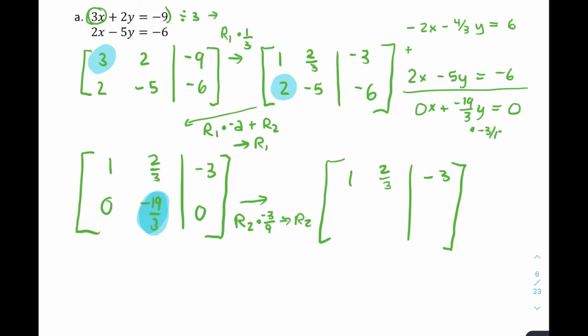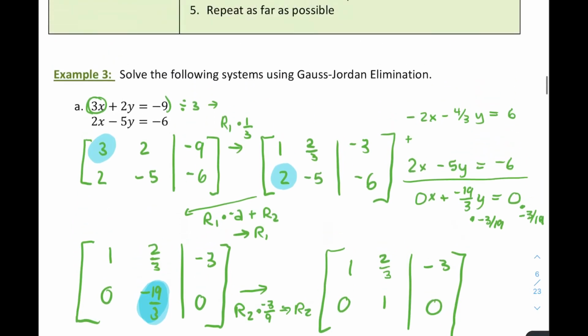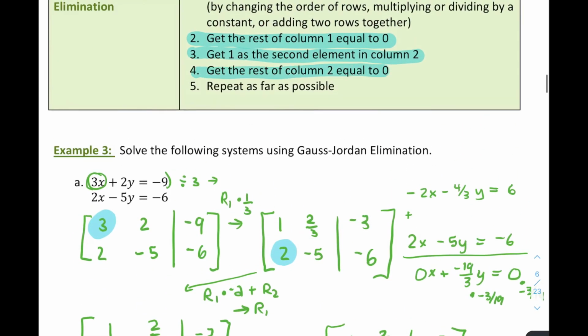If I go back up to my equation and think about it, since all the rest of those values are 0, it's not going to really change anything except make that a 1, because multiplying 0 times -3/19 won't change it.